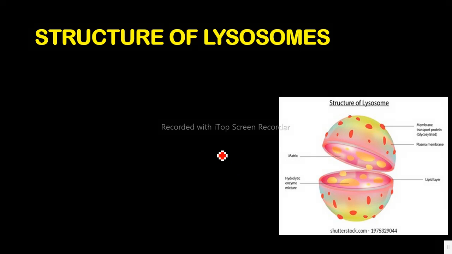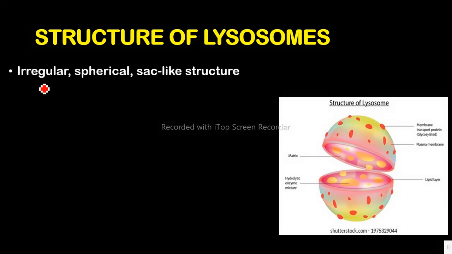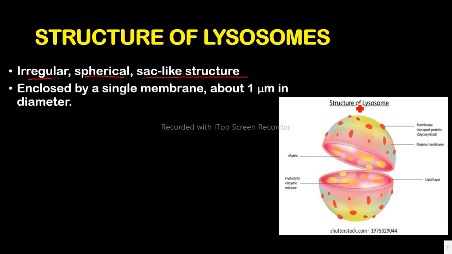So these lysosomes are irregular, spherical, sac-like structures, like how you can see here. Within that structure, you have the hydrolytic enzymes, the digestive enzymes, and the sac is enclosed by a unit membrane, a single membrane. This is not a double membrane, and its overall diameter is roughly 1 micrometer. It is that small.